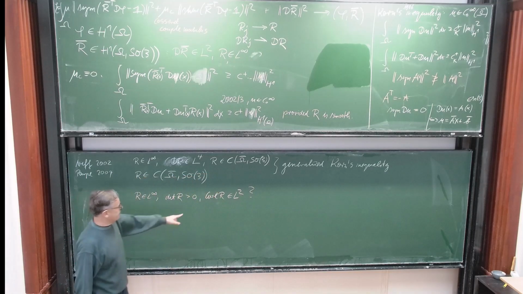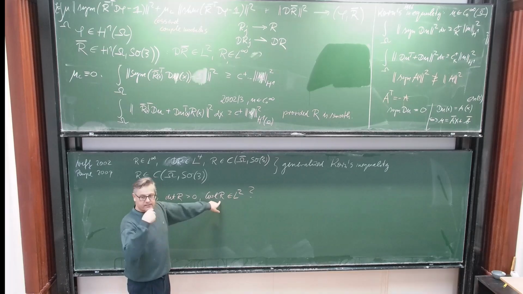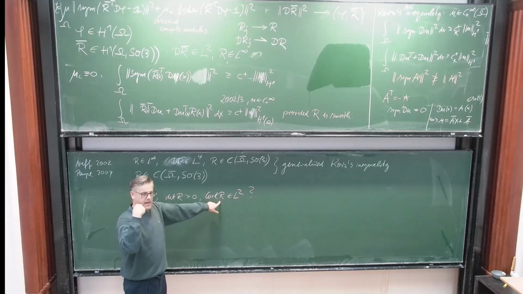What is the curl of R? R is a 3 by 3 matrix. I take the lines and apply the standard curl for a vector to each line, and put it back into each line.